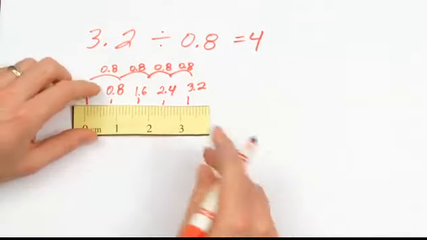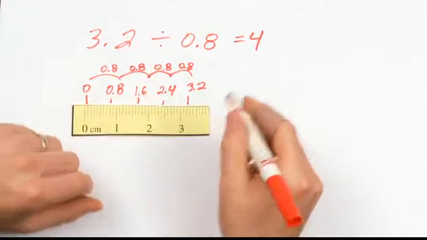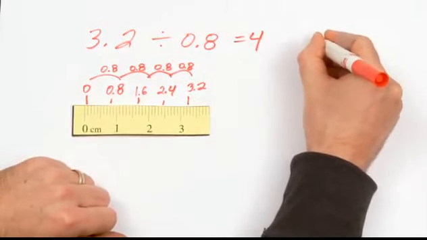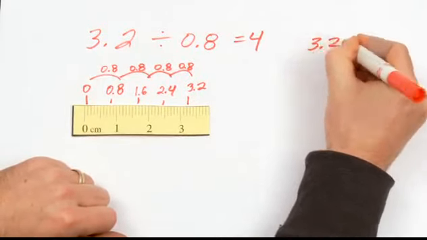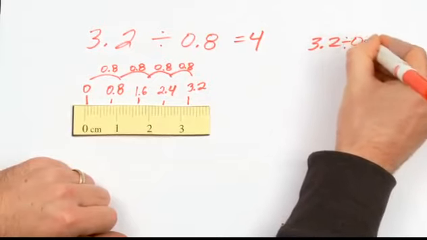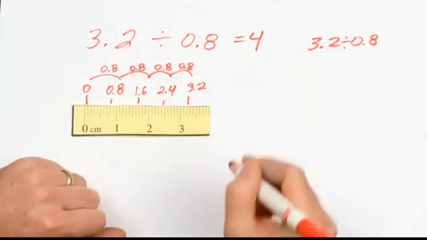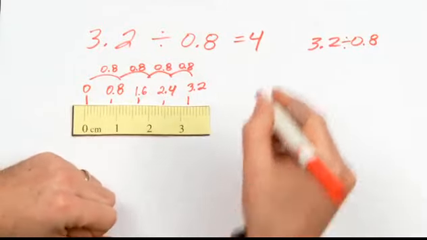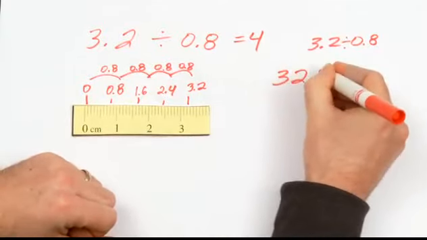But what about if I didn't have the context of the ruler? What would I do if I just wanted to write it down? I could think of it as 3 2/10 divided by 8/10. But one thing to do when we're dividing decimals is just to ignore those decimal points. Think about it this way instead.